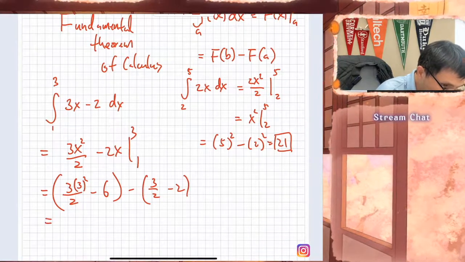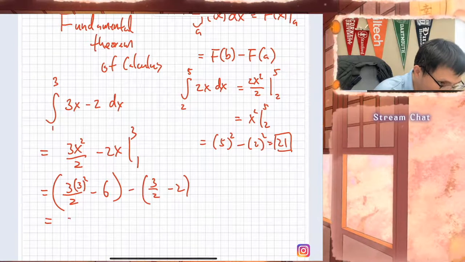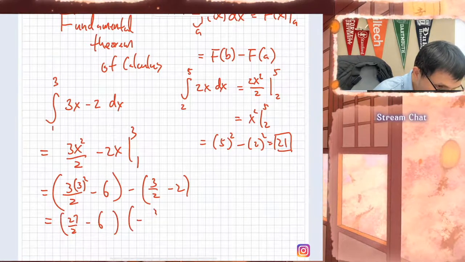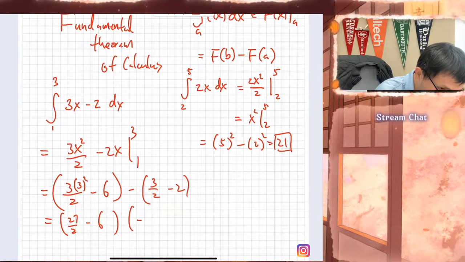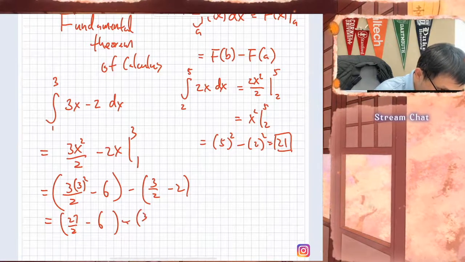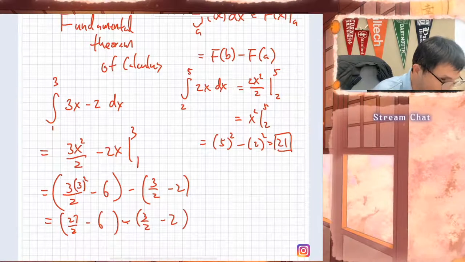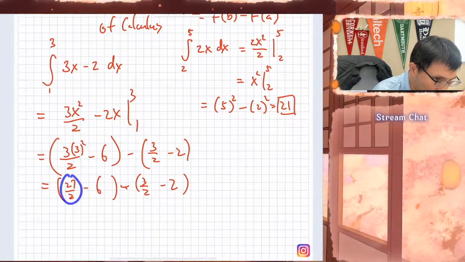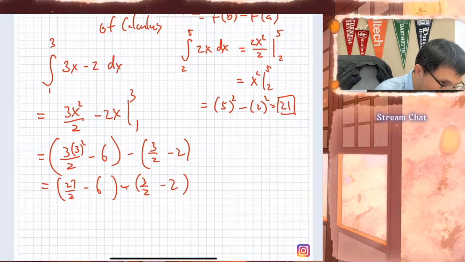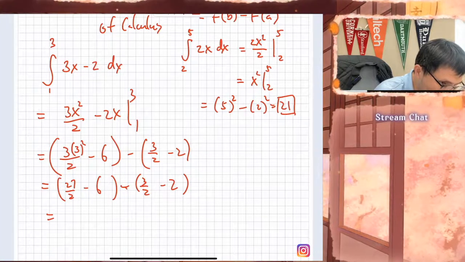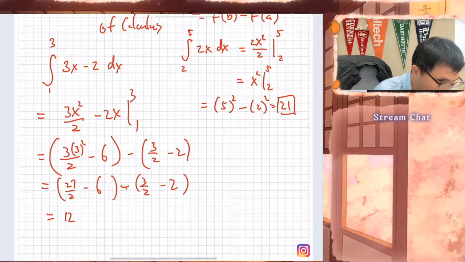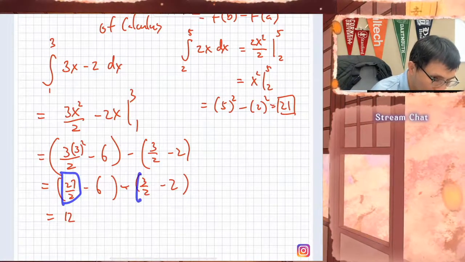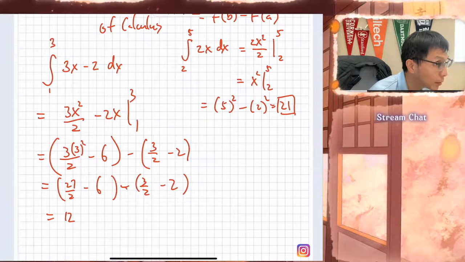Now that's equal to 3 times 9, which is 27 over 2, minus 6, minus 3 over 2, sorry, minus 3 over 2, minus 2, like this. Now what I actually did is a shortcut. I do this, subtract this. So that's equal to 24 over 2, which is 12. Does that make sense? Because I take this, subtract this, because they have the same denominator.